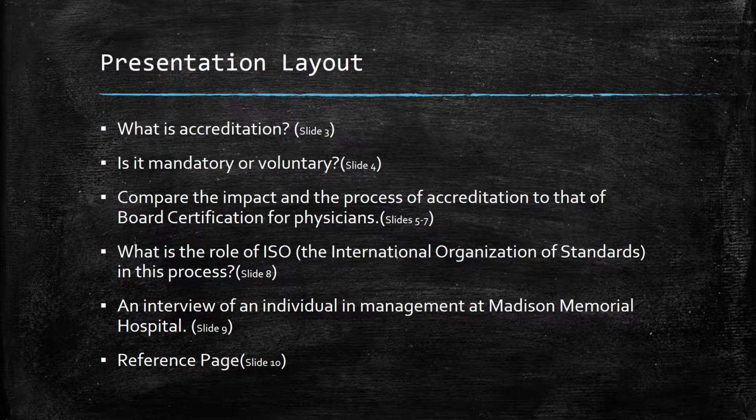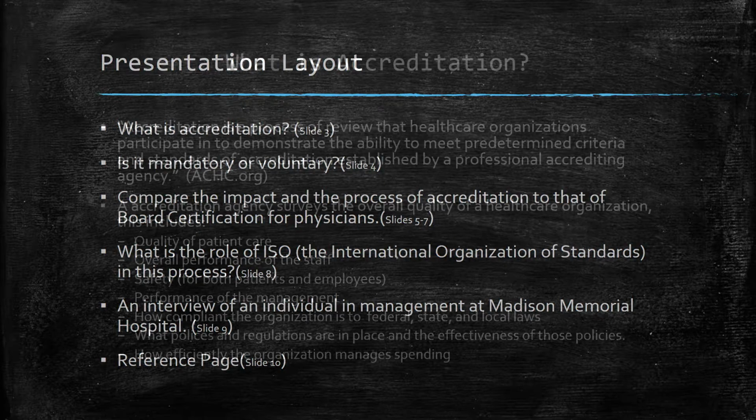Next, we're going to talk about what is the role of the ISO, which is the International Organization of Standards, in the accreditation process. And then we're not going to do an interview, but we're going to see why an organization would choose ISO accreditation over, let's say, Joint Commission or anything else. Okay.